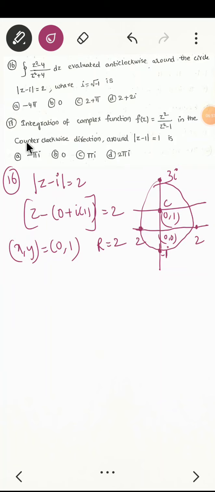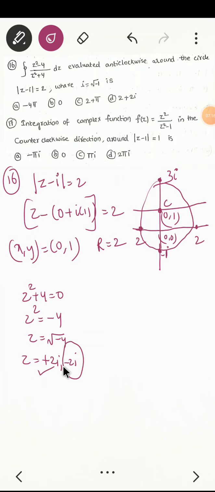Then equate z square plus 4 to 0. Then z square equals minus 4, z is equal to root of minus 4, z is equal to plus 2i, minus 2i. Then z equal to plus 2i is inside the contour, yes, inside the contour. z equal to minus 2i is outside the contour. That means z plus 2i is outside the contour and z minus 2i is inside the contour.